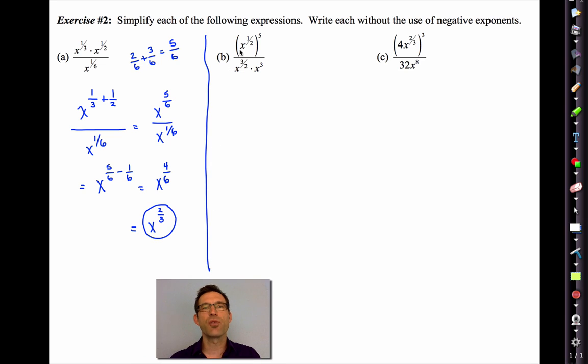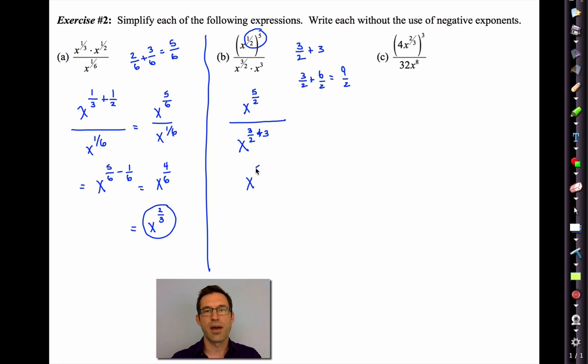All right, here we have x to the 1/2 to the 5th. Remember, we are going to multiply those two exponents, and that's going to give us x to the 5/2. Again, in the denominator, we're going to add those two exponents. We're going to have x to the 3/2 plus 3. And again, if this part's a problem for you, 3/2 plus 3, you do it off to the side. 3/2 plus 6/2 gives me 9/2. So I'm going to have x to the 5/2 divided by x to the 9/2.